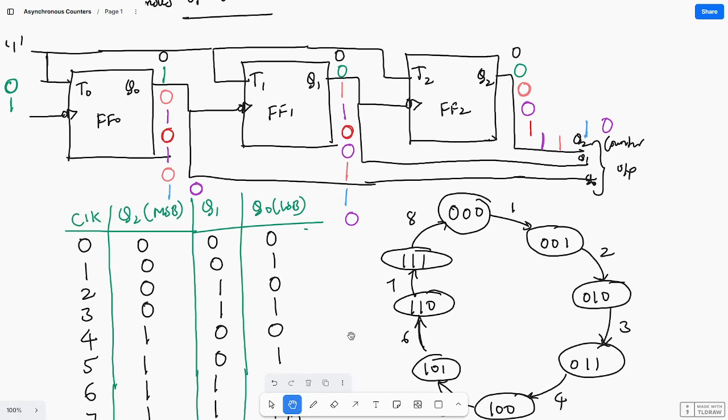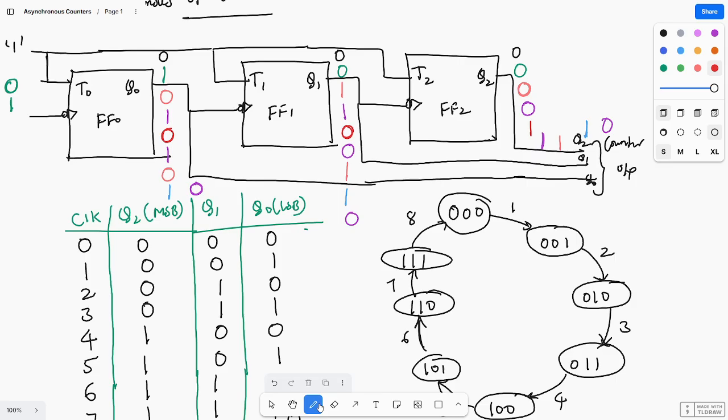Suppose I want to design an asynchronous down counter, what do I need to do? I need to connect, so that means this is neg edge of clock, Q naught bar as a clock to the next flip-flop. This you can analyze on your own. I told you the up counter, so that you can analyze with Q1 bar. So this is acting as a clock to the next flip-flop.